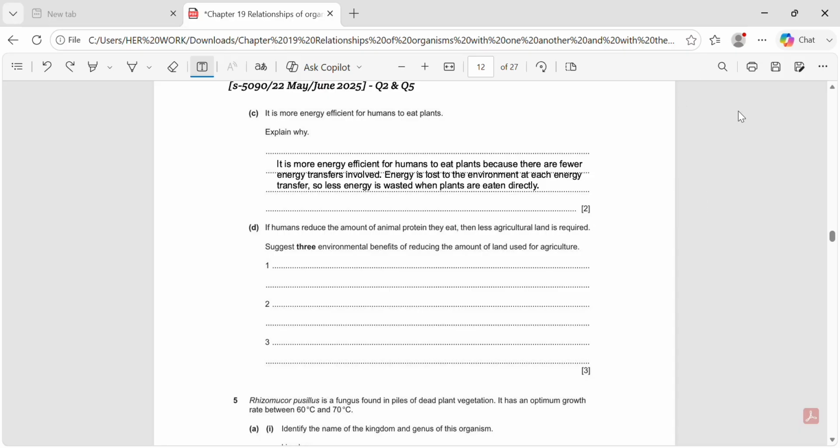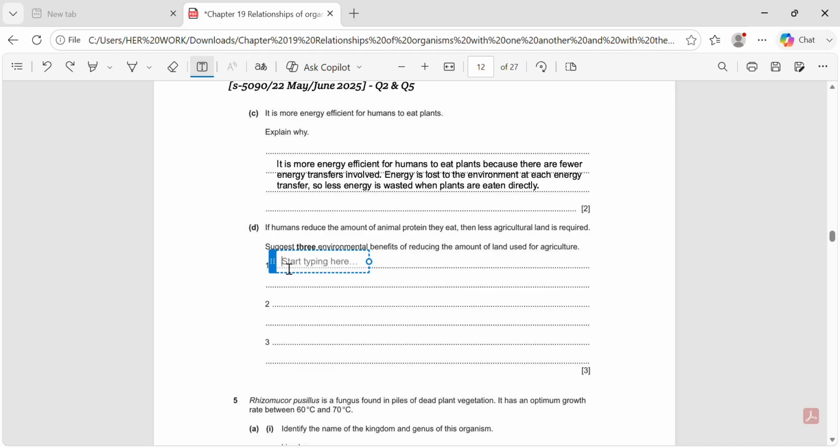Finally, Part D asks, if humans reduce the amount of animal protein they eat, then less agricultural land is required. Suggest 3 environmental benefits of reducing the amount of land used for agriculture. Since less land is needed, fewer forests need to be cleared, allowing natural habitats to be preserved and biodiversity to increase. There is also less need for fertilizers, herbicides, and insecticides, reducing pollution of soil and water.